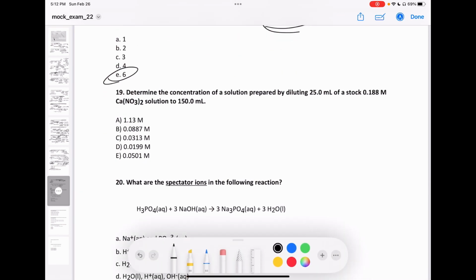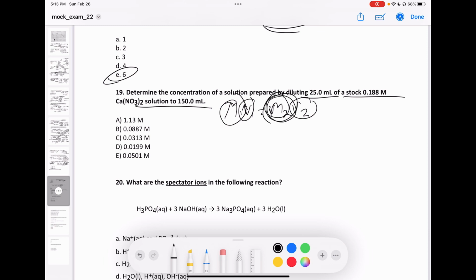Determine the concentration of a solution prepared by diluting 25 milliliters of a stock 0.118 molarity calcium nitrate solution to 150 milliliters. Okay, so this is M1 V1 equals M2 V2. We know that M1, the stock, is 0.118 molarity, and we also know the volume of that, which is 25 milliliters. And then we also know the second volume is to be this. So what we're looking for is this right here.